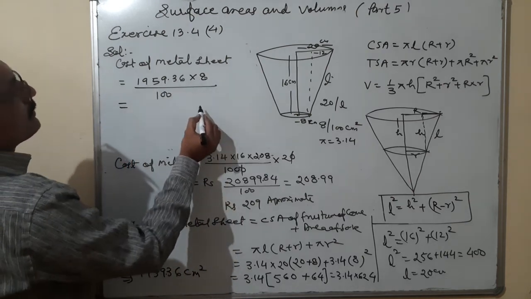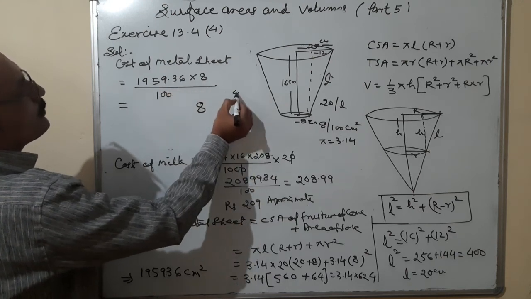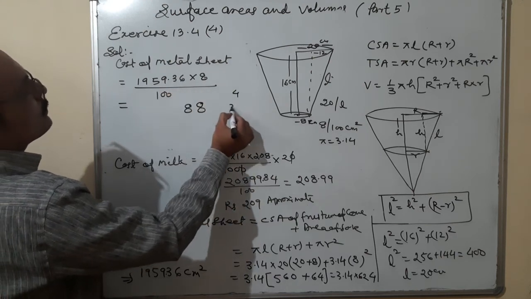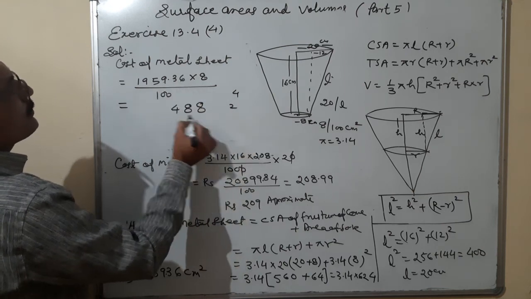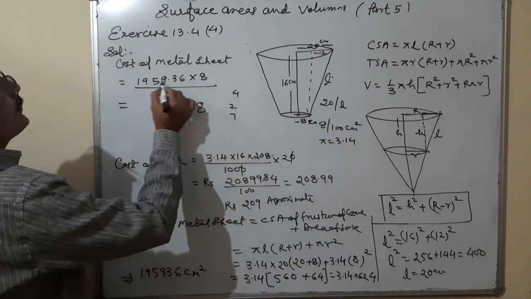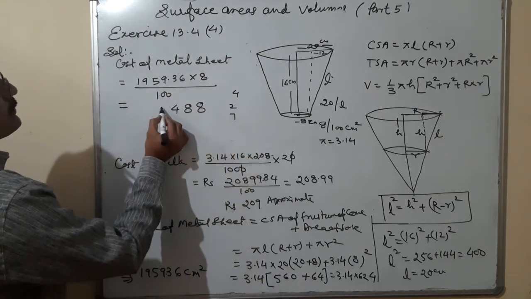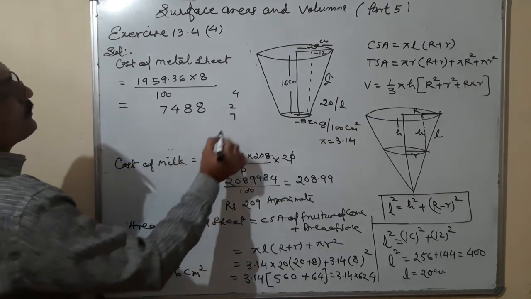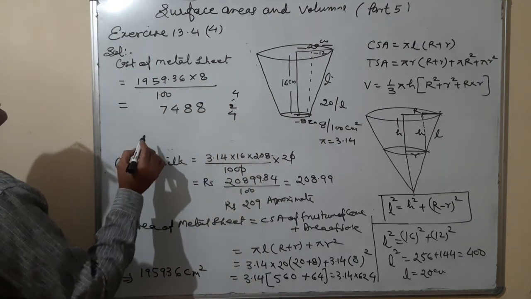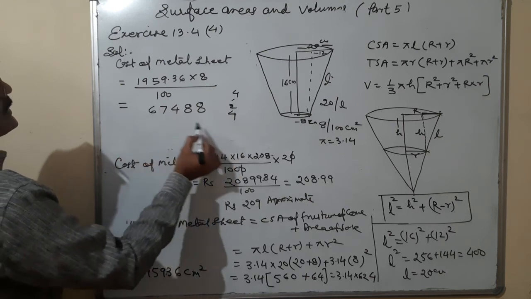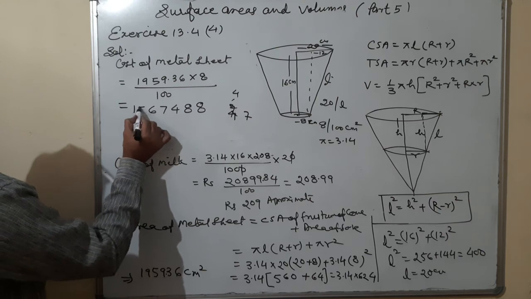8 6 ja 48, 4, 8 3 ja 24, 24 plus 4 28, 2, 8 9 ja 72, 72 plus 2 74, 7, 8 5 ja 40, 47, 4, 8 9 ja 72, 72 plus 4 76, 7 and 8 1 ja 8 7 15. Okay.